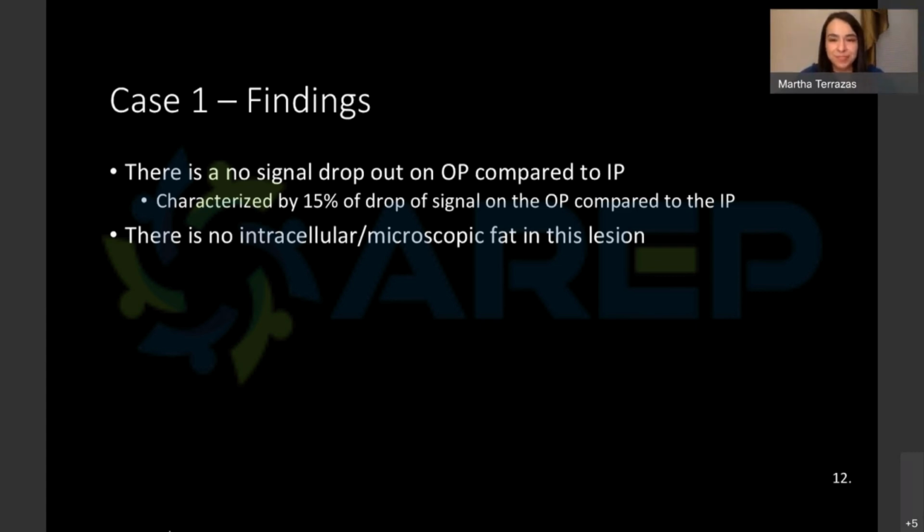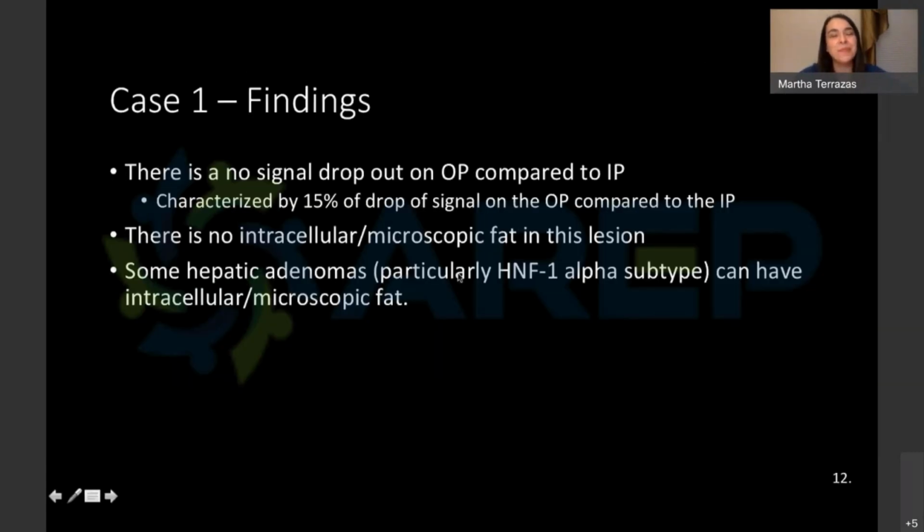Sorry. And we do know that some hepatic adenomas, particularly the HNF1 alpha subtype, can have intracellular microscopic fat. We know that this lesion doesn't have that.